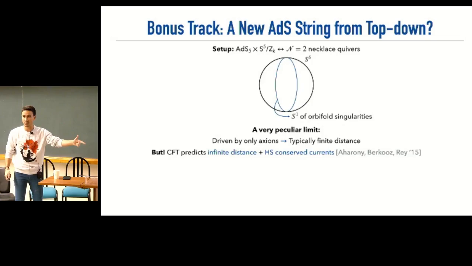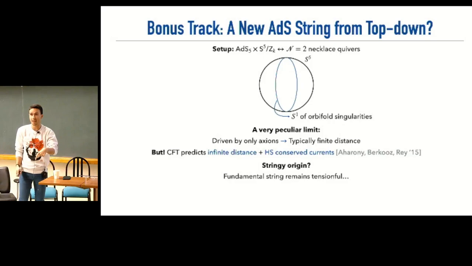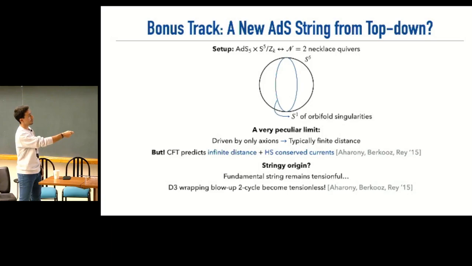And then you can ask what is the string theory of these higher spins from the bottom. And you see that because of the limit you're taking, the fundamental string remains stationary. So it cannot be the fundamental string, but it could be the one that is giving you the higher spin most. However, one can check that if you take a D3 brane and you wrap it on the vanishing two-cycles of the singularity, it does become tensionless.